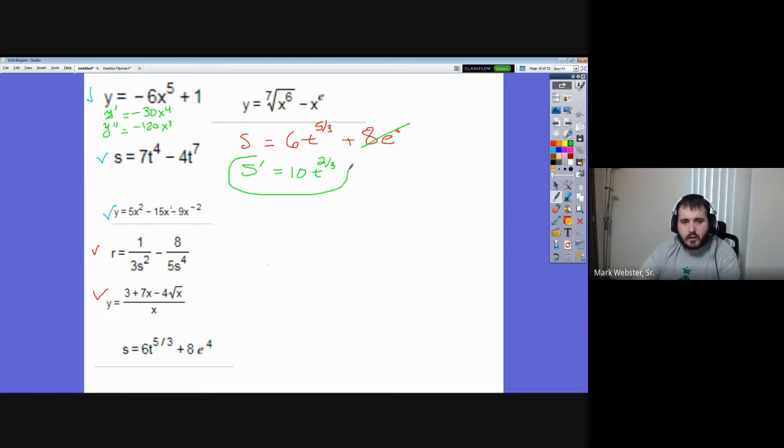So again, all you're doing is taking the exponent, bringing it down to multiply with whatever's out front, and then taking the exponent and moving it down 1. That's all it is. That's all it is. So let's do our last one right here.